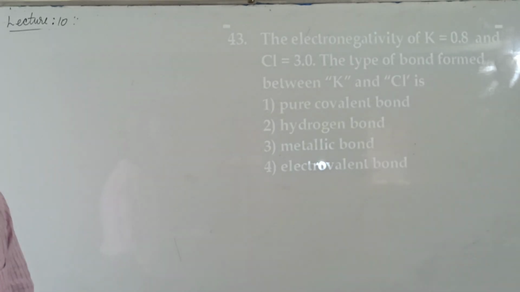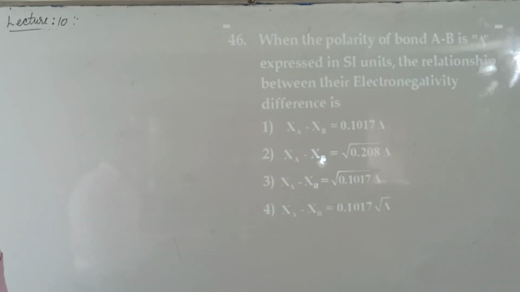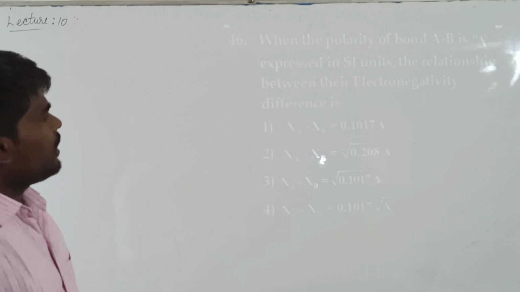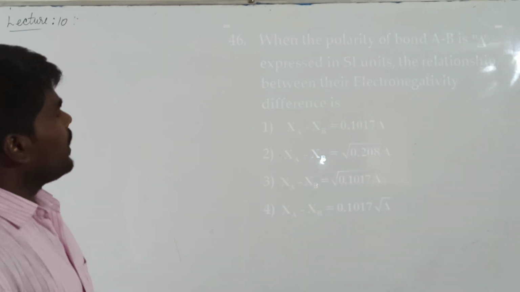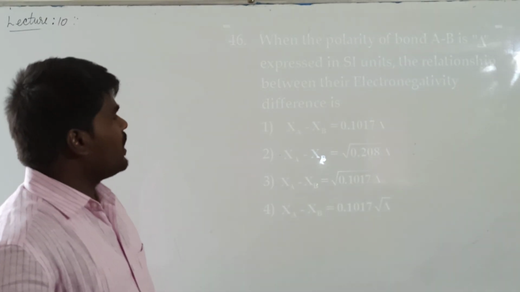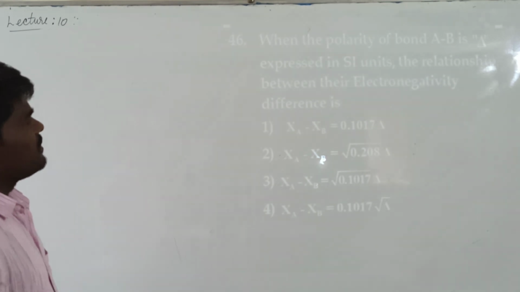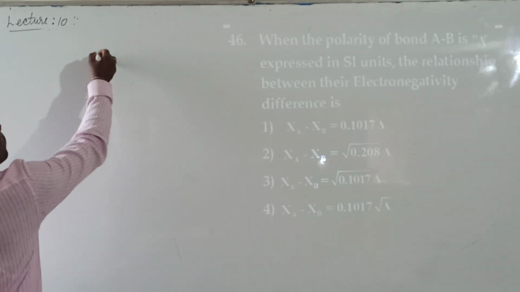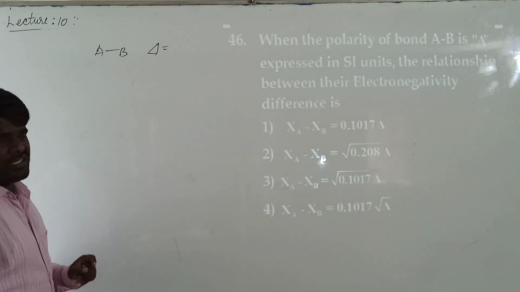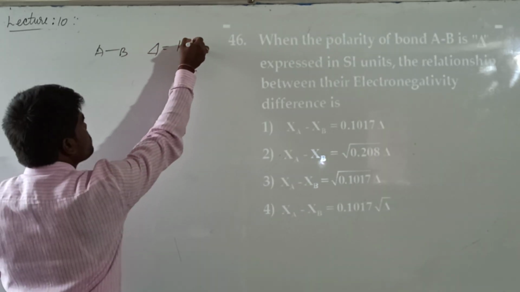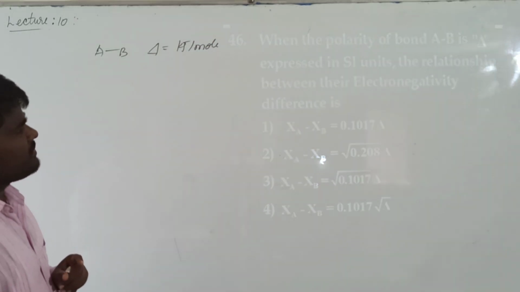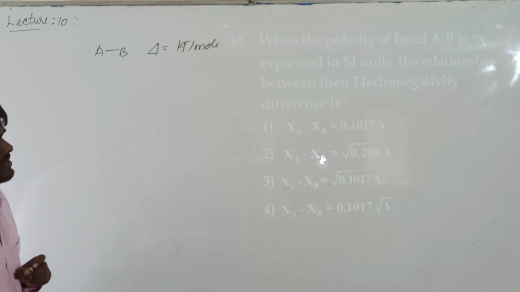We will move to the next question. Here comes our next question. When the polarity of bond AB is delta, expressed in SI units, what is the relation to their electronegativity difference? The polarity of the bond is given in terms of delta in SI units. SI units in the sense of kilojoules per mole. So what is the relationship with the electronegativity difference?